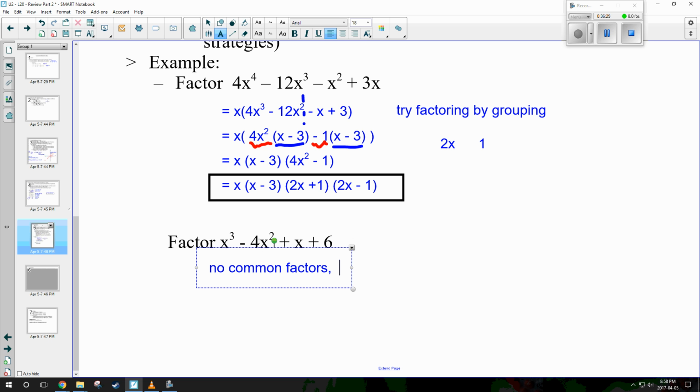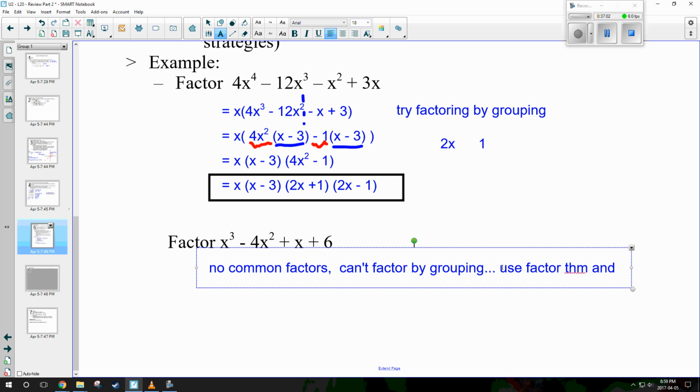But looking at our first 2 terms, all we can take out is some x's, and the number that we have left here is a 4. In our second 2 terms, there's nothing we can take out, and the number that's left is a 6. So those 2 brackets, if we tried to do factoring by grouping, aren't going to equal the same, so we can't do factoring by grouping. So because those 2 have been eliminated, we know that we have to use factor theorem and synthetic division.